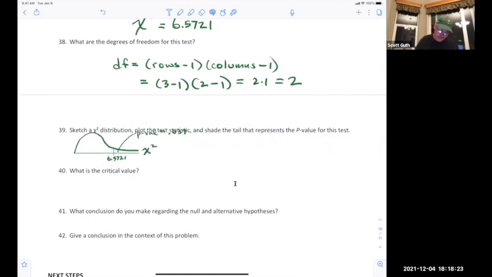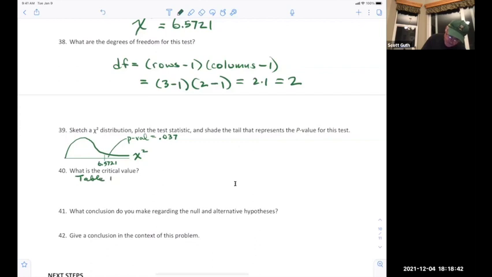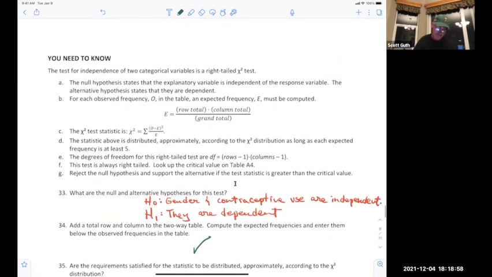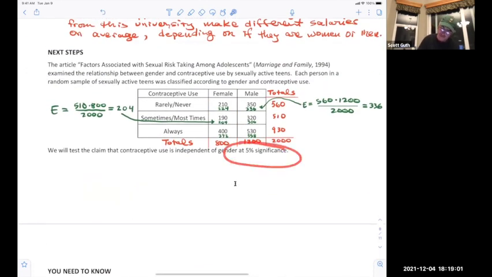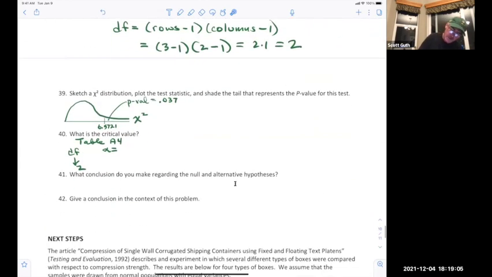Now for the critical value, this is going to be the chi-square table for critical values. I think that's table A4. So for table A4, that's a chi-square critical value. The degrees of freedom, remember, are just two. And our alpha, I think is 0.05, but I'm going to double check that. Right here, 5% significance. So we just do a 0.05 alpha. And with 2 degrees of freedom, you'll see a chi-square statistic there of 5.9915.